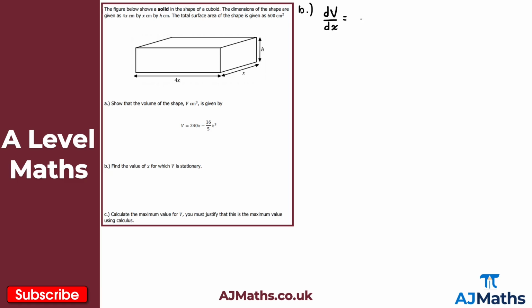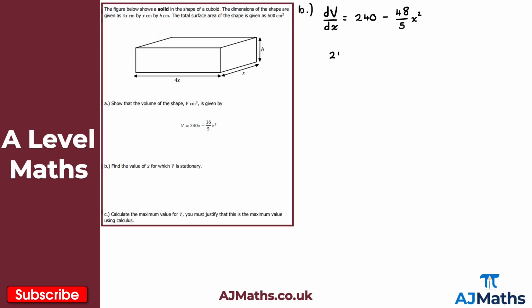240x, that would give me 240. And then we've got minus 16 over 5 x cubed. So minus 16 over 5 times by 3, so it would give me minus 48 over 5. And then just subtract 1 from the power. So we get minus 48 over 5 x squared, like so. So that's the first derivative.